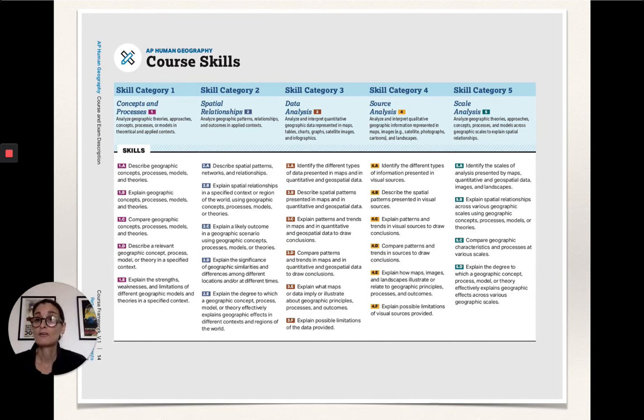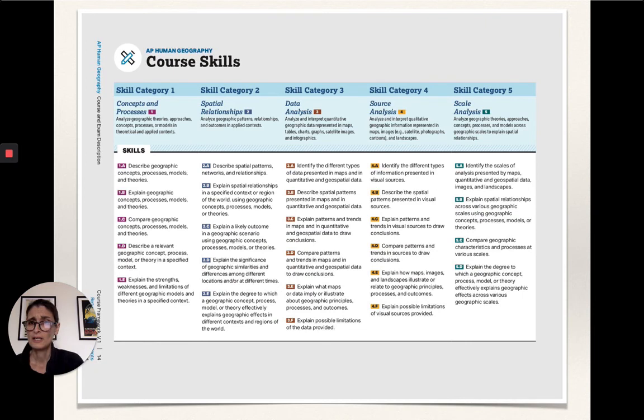So skills category 1 is concepts and processes. So they want you to analyze, and compare. Those types of prompts are going to be more important than the identify and define prompts this year. So analyze geographic theories, approaches, concepts, processes, or models. So this is where you look at the model and you analyze how it applies, right? We've done this a lot, even in our multiple choice work, right? When you take that von Thunen model and the bid rent graph and you analyze why things are where they are, that's what they're talking about here.